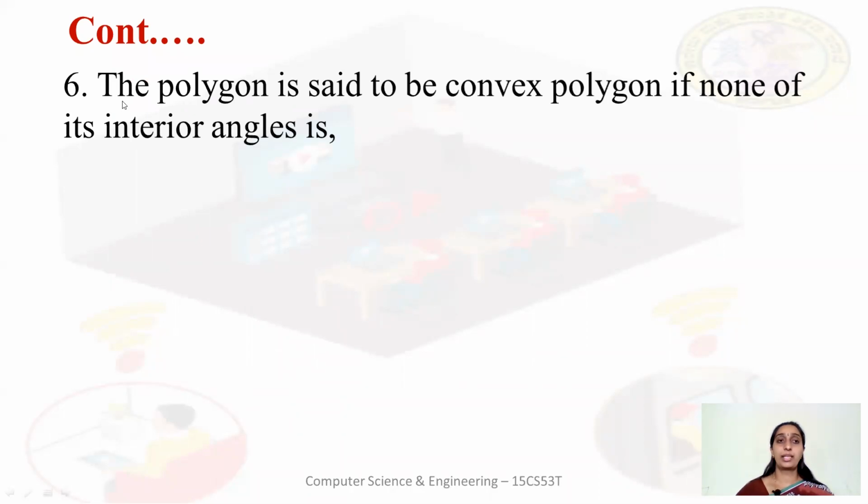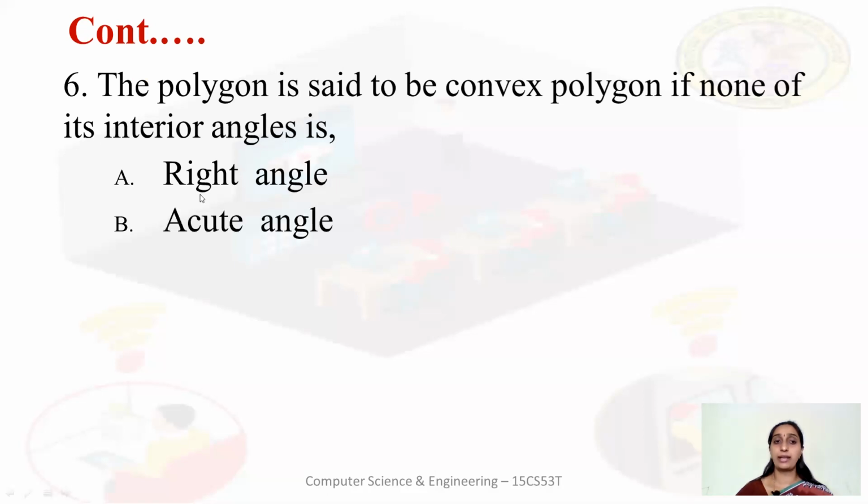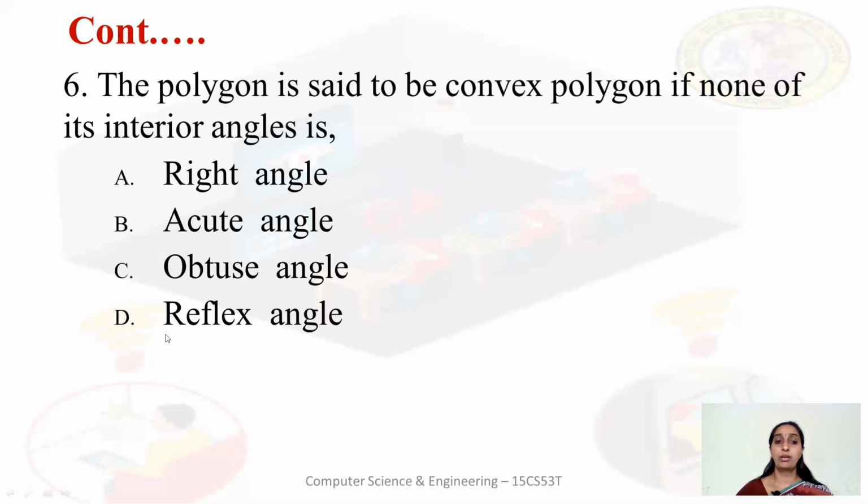Sixth question. Next question is, the polygon is said to be convex polygon if none of its interior angle is. Okay. So when do we call it a convex polygon? Okay. So whether none of its interior angles is right angle, acute angle, obtuse angle, or reflex angle. Okay. Yes, it is a reflex angle.